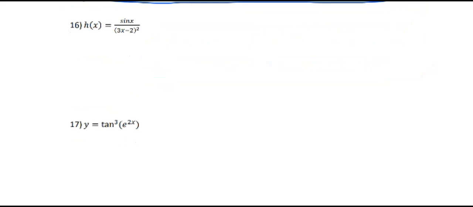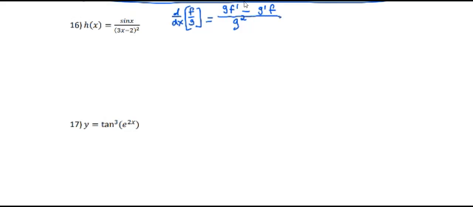So number 16, if I want to find h prime of x, I'm going to have to use the quotient rule. And you remember the quotient rule: if I'm finding the derivative of f over g, this is going to be g squared in the denominator, and then I put a g here and multiply by f prime, minus g prime times f. So it's going to be like this.